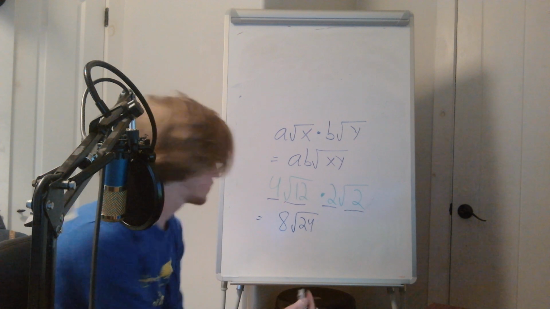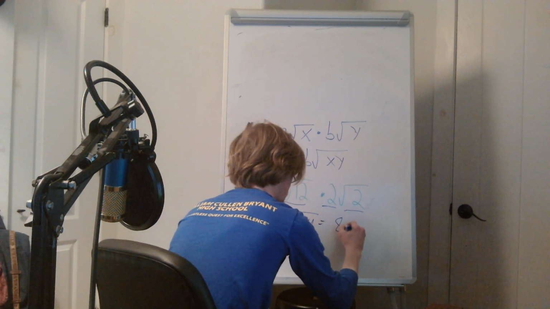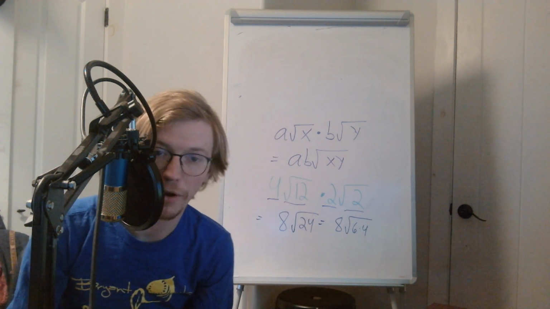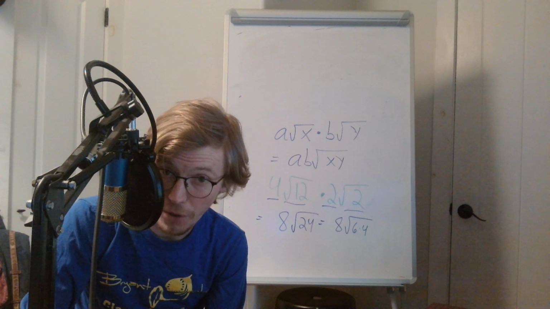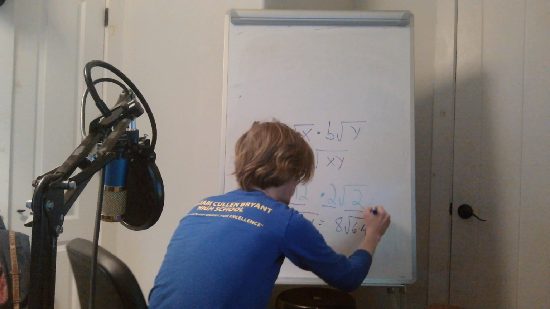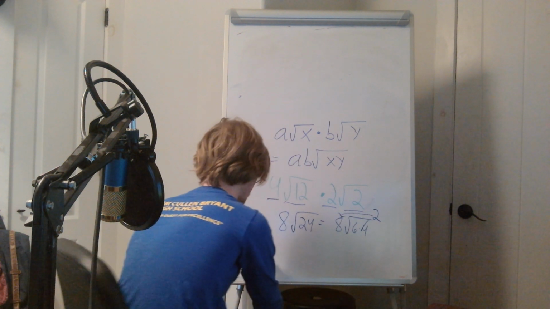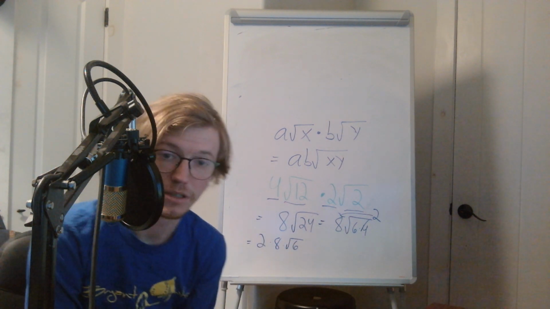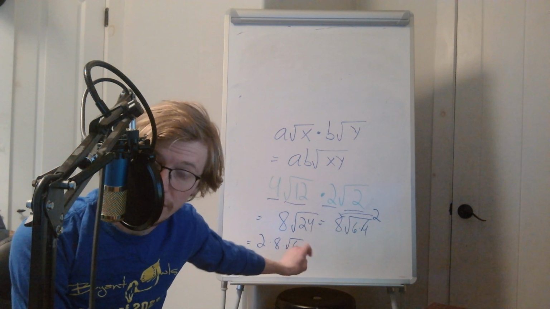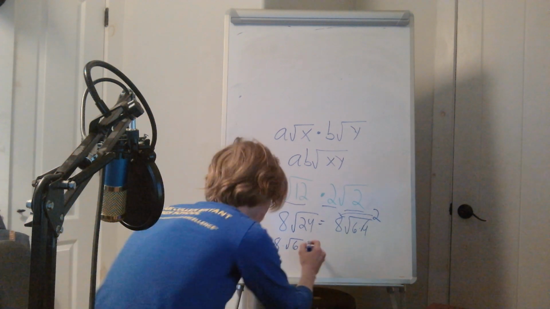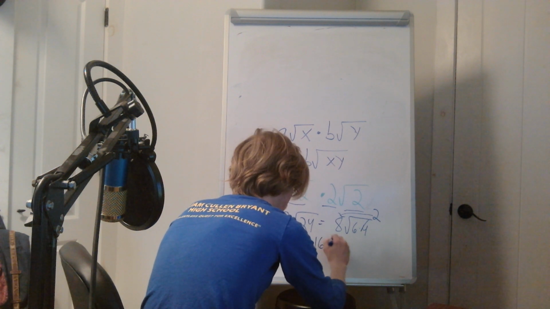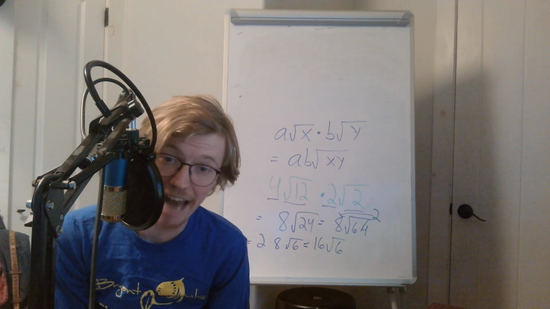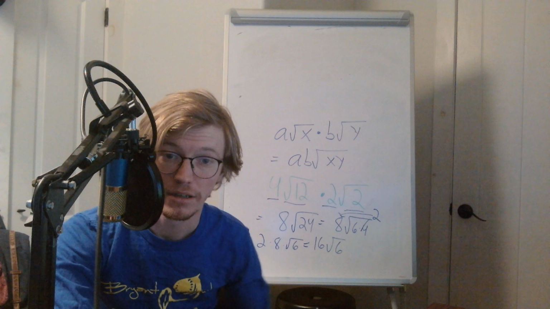So let's rewrite that. We got 8 times the square root of 6 times 4. Go ahead and take the square root of 4, which is 2. That comes to 2 times 8 times the square root of 6. 2 times 8 is 16. And we're left with 16 times the square root of 6. And that, for now, is the most simple version of the radical expression.